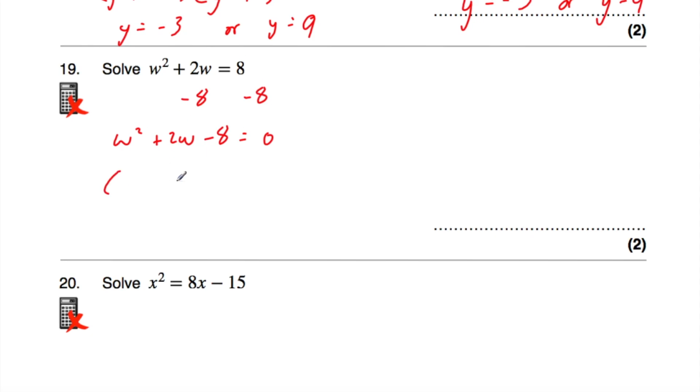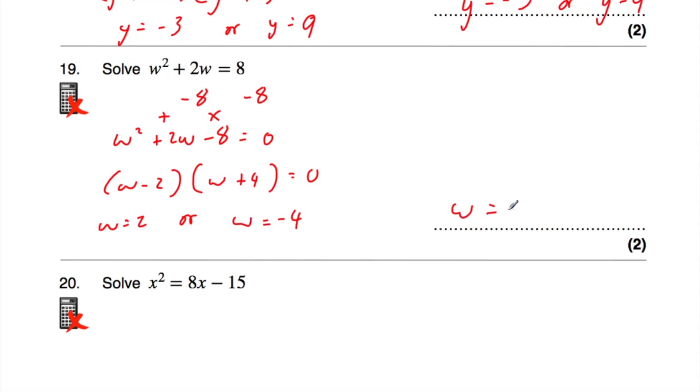Now let's factorise the left-hand side here. So bracket, bracket, bracket, bracket equals 0. And we're going to put w's at the front of both brackets like so. Now we want to find two numbers that will times together to give us minus 8 and we'll add together to be 2. So I'm thinking 4 and minus 2, because minus 2 times 4 is minus 8, and minus 2 plus 4 is equal to 2. So that's fantastic. And then in terms of our brackets, this bracket, well, w will equal 2, because 2 take away 2 is equal to 0. Or in terms of this bracket, w will equal negative 4. And that's it. So w equals 2 or w equals minus 4.